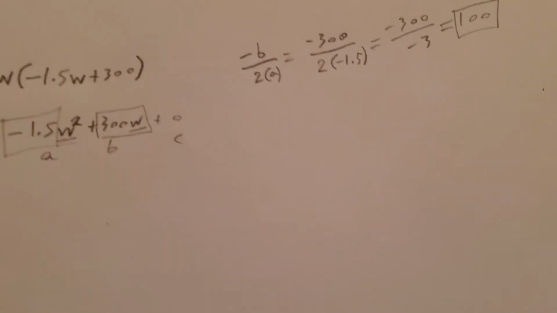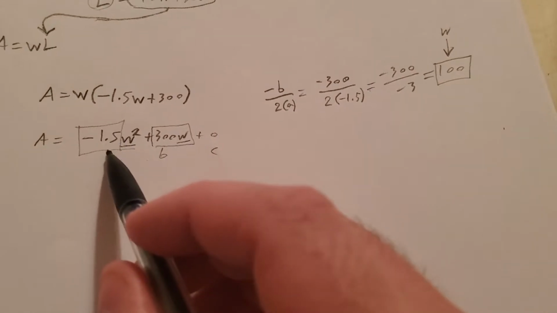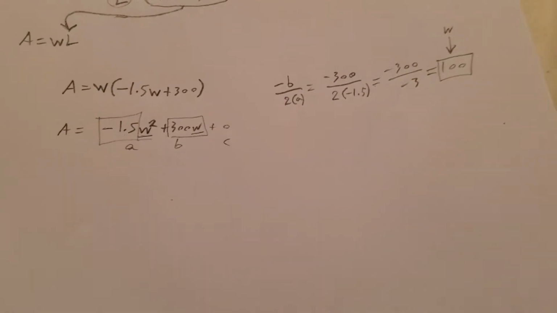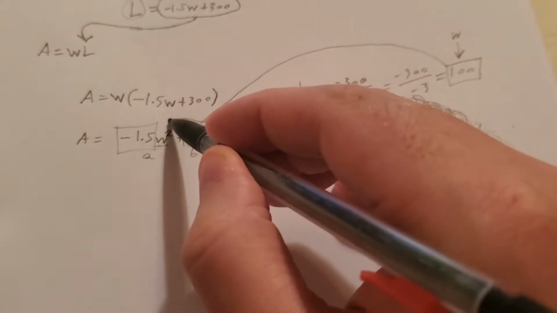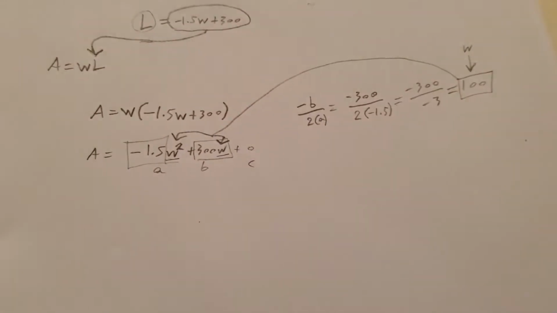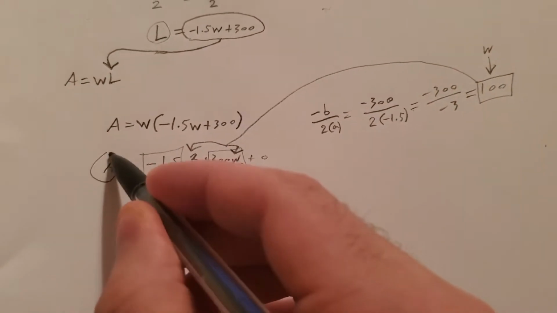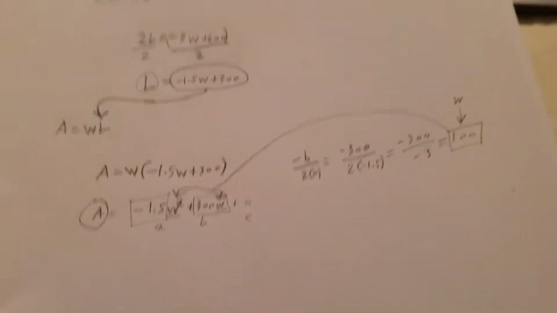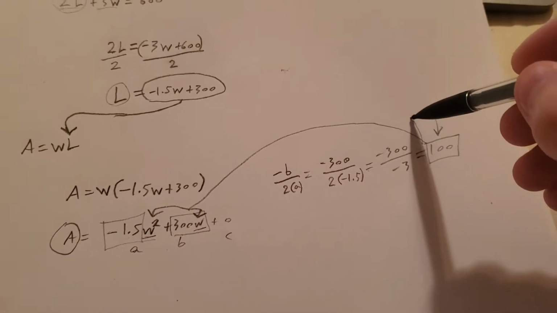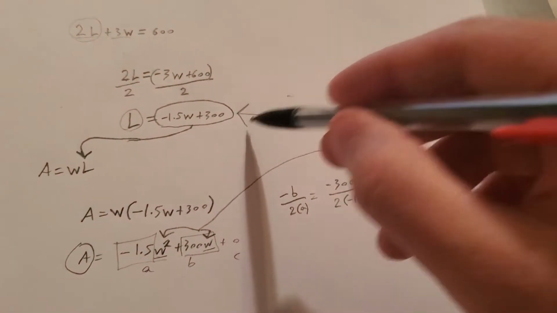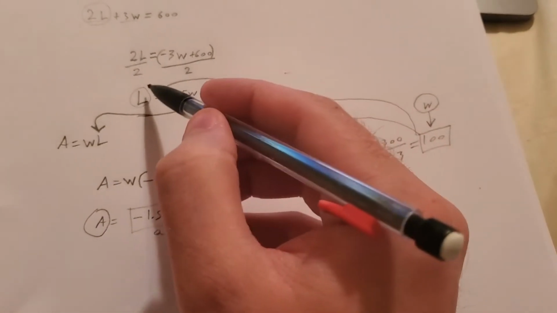Okay? So this is the width. This is what W is. That's what the W's are representing here. It's 100. So if we plug the 100 back into these W's, it's going to actually give us the area. What you could also do to find the area is take this 100 and plug it into the length expression. Since what you have here is the width, you also have the length.